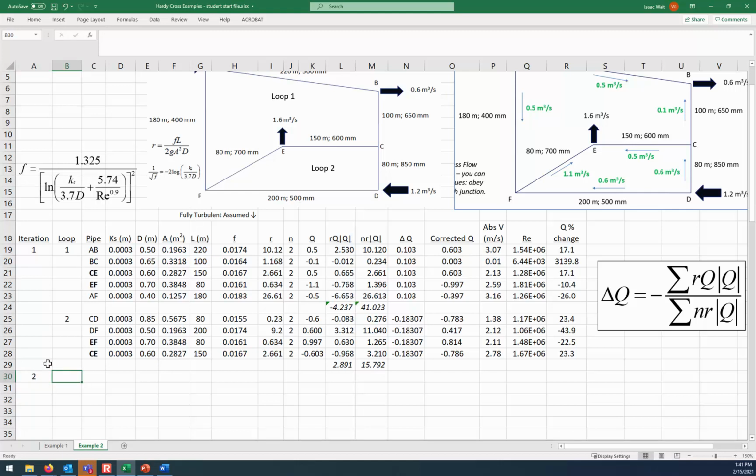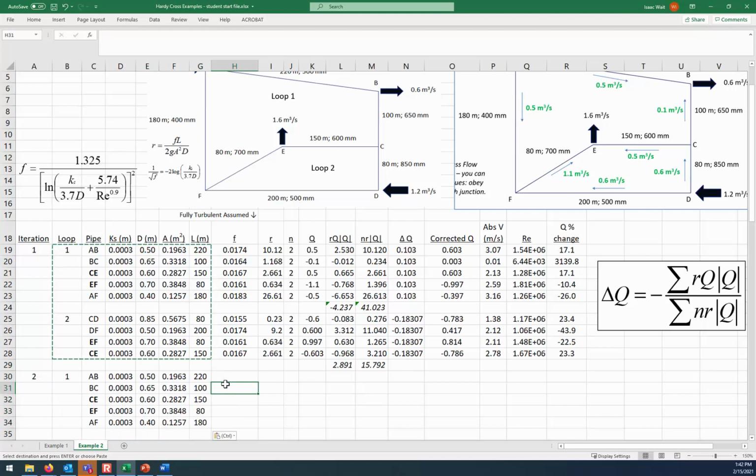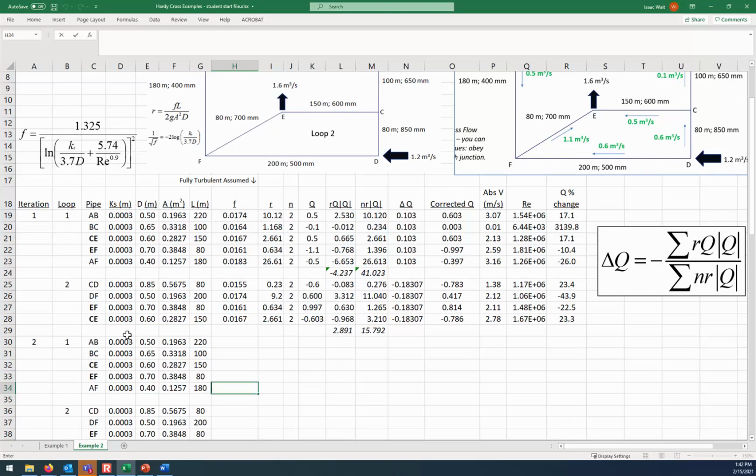Now what I can do is copy and paste all of this. That's the same from iteration to iteration. So Control C, Control V to paste. So the physical contents of the pipe name, the roughness, the diameter, the area, the length, that's all the same. I don't want to use the fully turbulent flow assumption again, though. This time I'm going to use the full Jain equation because I now know Reynolds numbers. Okay, so let's use the full version of the Jain equation.